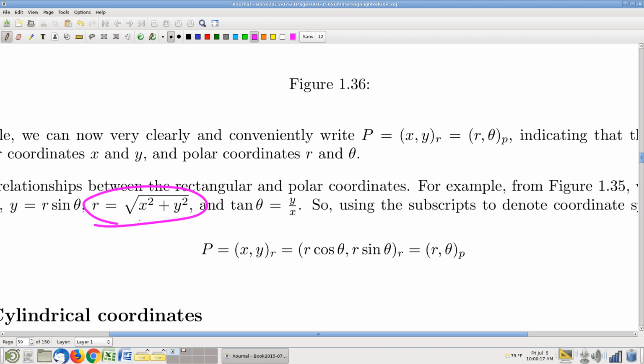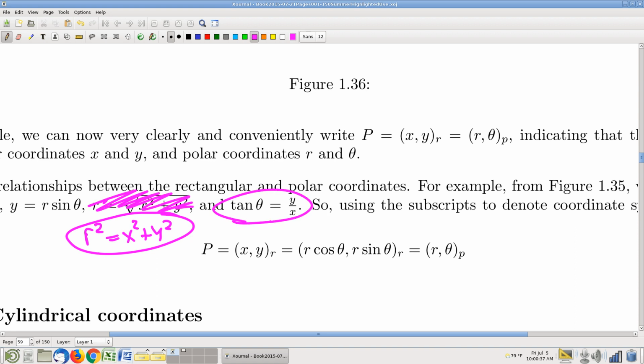Some other formulas, and again, I have to correct myself a little bit. I said if r is positive, r is the square root of x squared plus y squared. That's a little presumptuous. What I should have written is r squared is equal to x squared plus y squared. That's always true. r is not necessarily always positive. So let me scratch that off. And tan theta is y over x.